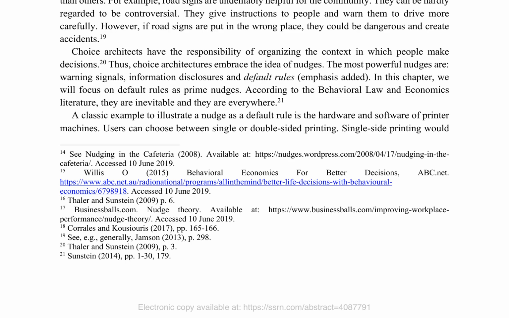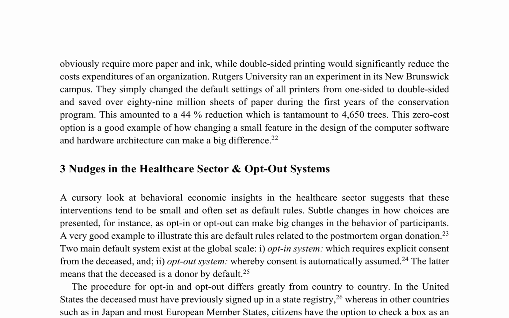Examples of nudges include urinals with images of a fly to reduce spillage and cafeteria managers arranging food to encourage healthier options. Research has demonstrated that subtle design changes, such as default settings, can significantly impact behavior and conservation efforts. For instance, Rutgers University's switch to double-sided printing resulted in a 44% reduction in paper usage.